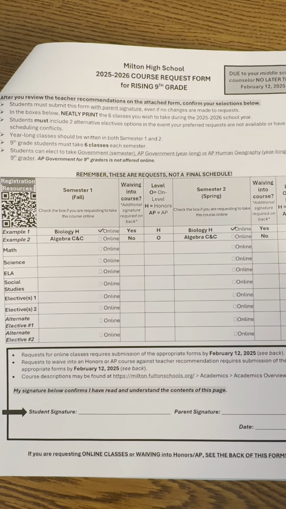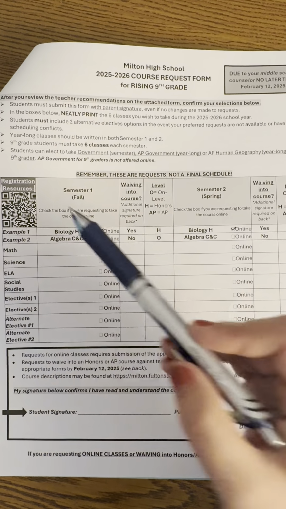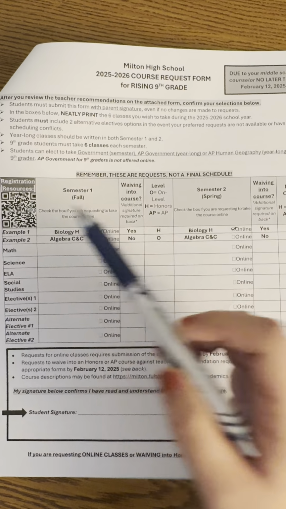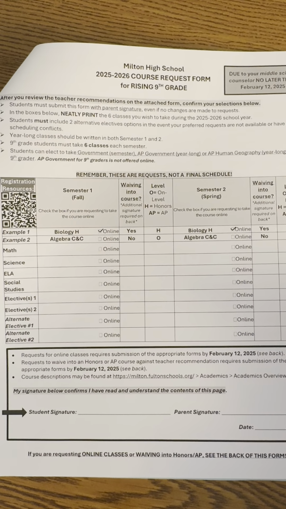If at any point in time you're not sure what your course options are or what electives we offer at Milton, you can scan this QR code and it will take you to the Rising 9th grade page of the Milton website that has a Rising 9th grade transition guide. It has the 25-26 course catalog. It also has all of the electives that we offer listed there.